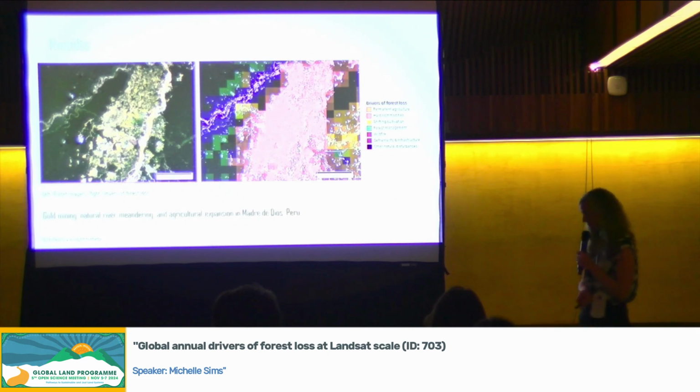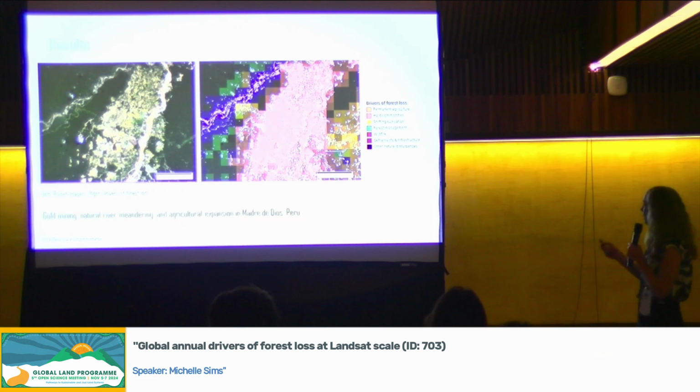So here I'm going to go through a couple examples. On the left we have planet imagery, and on the right, in white at 30-meter resolution, we're displaying the global annual tree cover loss data. And in color, overlaid with the tree cover loss data, is our 1 kilometer drivers map. And the color opacity corresponds with loss intensity within each grid cell.